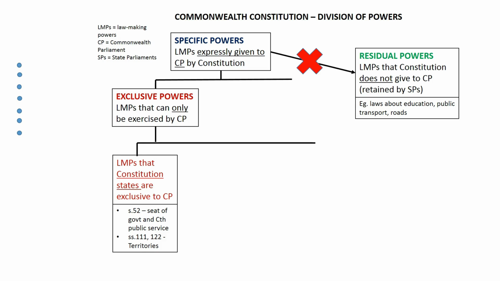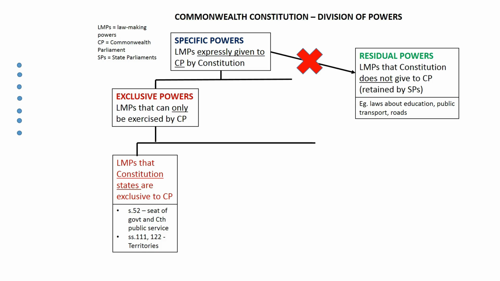Section 122 states that it is for the Commonwealth Parliament to make laws about the territories. So it's actually the Commonwealth Parliament that has the power to make laws about the governance of the Northern Territory and the Australian Capital Territory. And again, you can see from reading section 122 that it refers to the Commonwealth Parliament having this power, not the state parliament. So again, only the Commonwealth Parliament is able to make laws about the territories, and that demonstrates that this is an example of a law-making power that the Constitution states is exclusive to the Commonwealth Parliament.